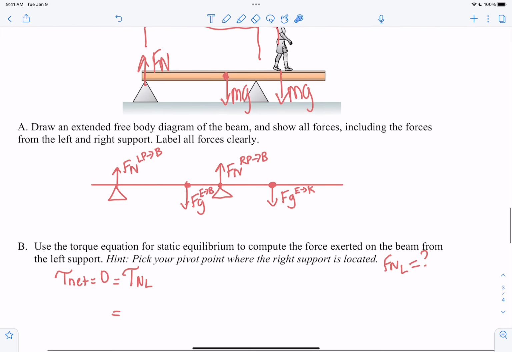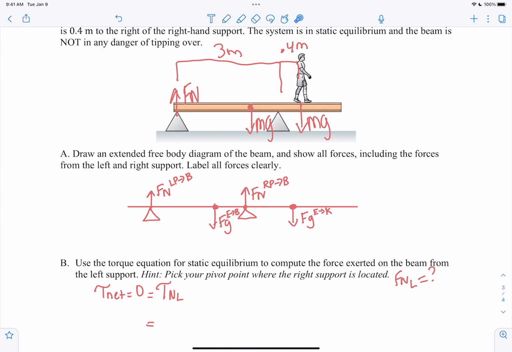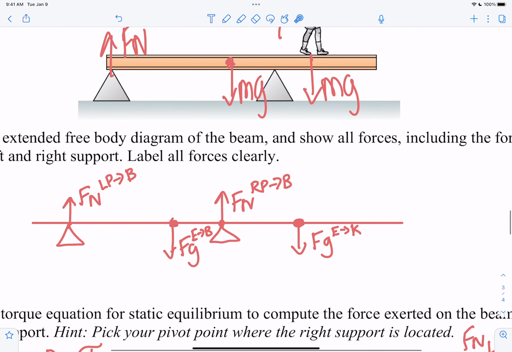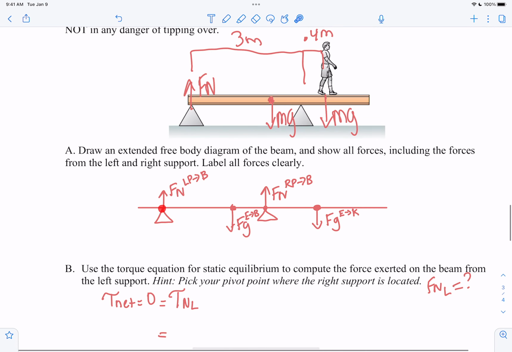So we already talked about this a minute or two ago. We're only concerned with the forces that the beam is feeling, right? So we're not concerned with the forces that the beam may be exerting on the buoy or any other objects. We're only concerned about the forces that the beam is feeling. So the beam feels a normal force from the left support. It feels a normal force from the right support. It feels a force of gravity due to the earth on it, and it feels a force of gravity from the buoy on itself, right?